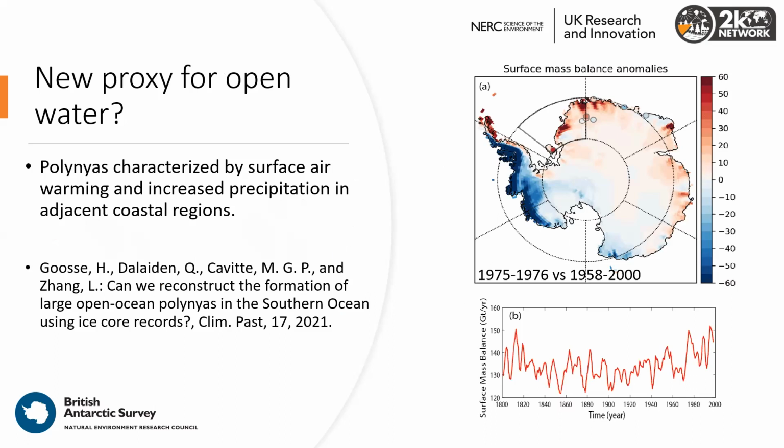So during the satellite era, we actually have very few periods which we can look at to see how frequent these polynyas occur. And so what this group have done is taken the snow accumulation records and found a fingerprint, if you like, of what happens when we had the large polynyas in the Weddell Sea in 1974, 75 and 76. And this is what happens in terms of the snow accumulation or the surface mass balance.